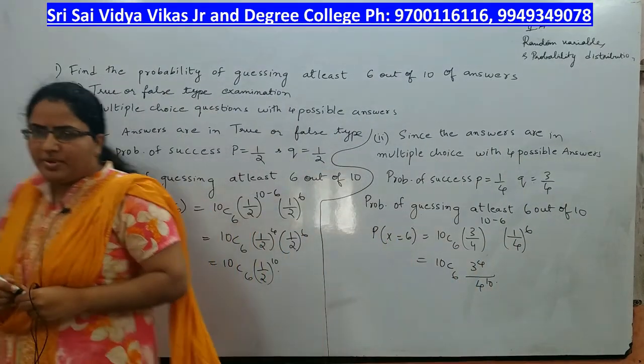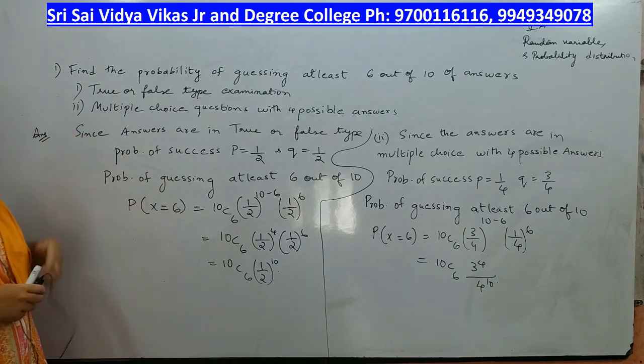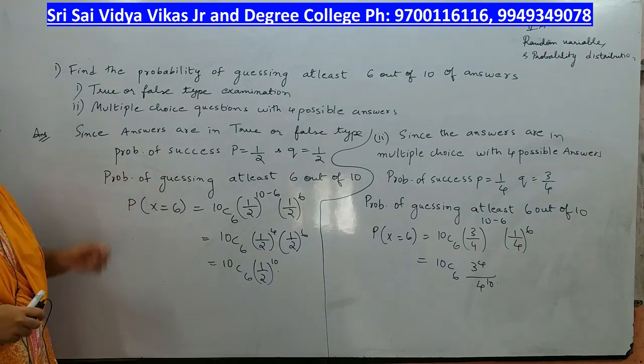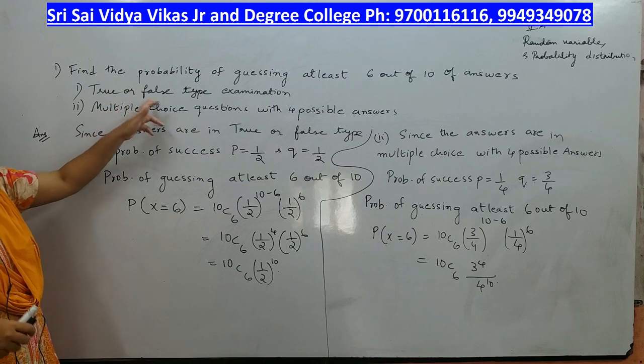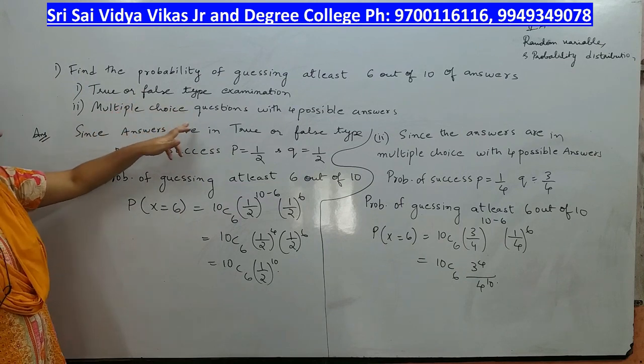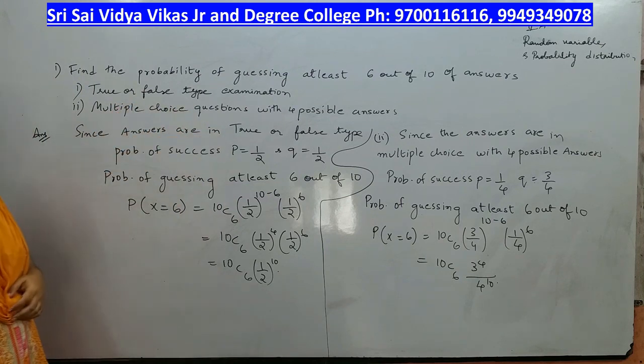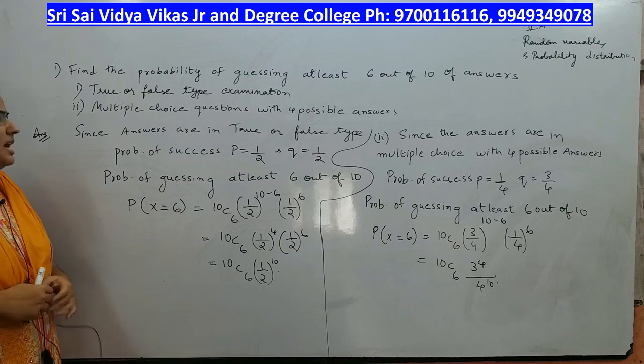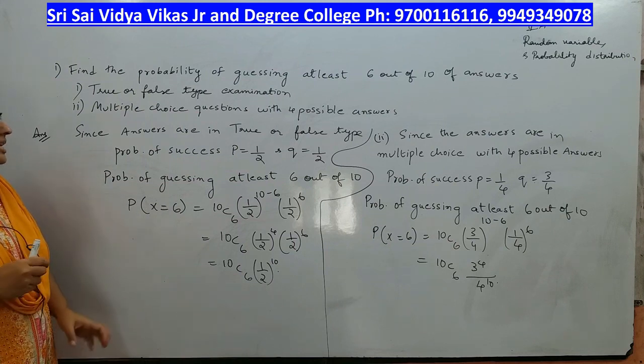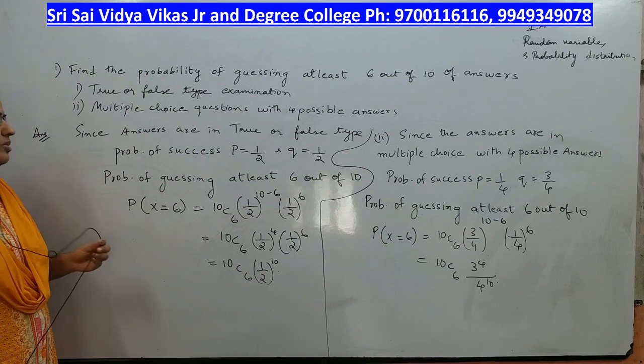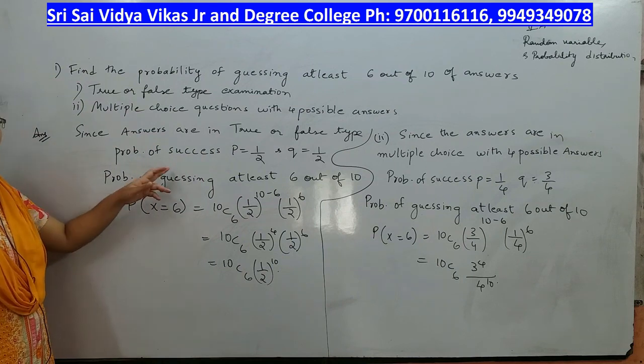Our next problem: find the probability of guessing at least 6 out of 10 answers correctly, for true or false type questions and for multiple choice questions with 4 possible answers. Now, since the answers are of true or false type, P is equal to 1 by 2, Q is equal to 1 by 2.